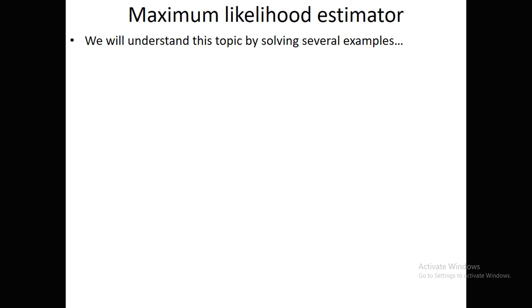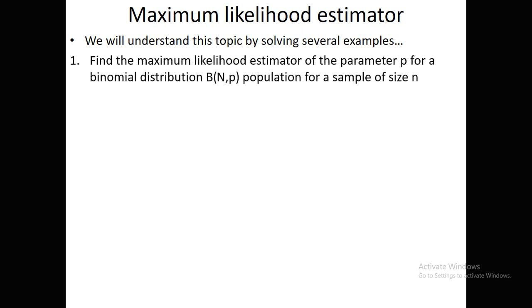Now here comes a very important topic for you, maximum likelihood estimator. The theory portion of this maximum likelihood estimator is very large. So we will understand this topic by solving some examples. Example 1. Find the maximum likelihood estimator of the parameter p for a binomial distribution n comma p population for a sample of size small n.